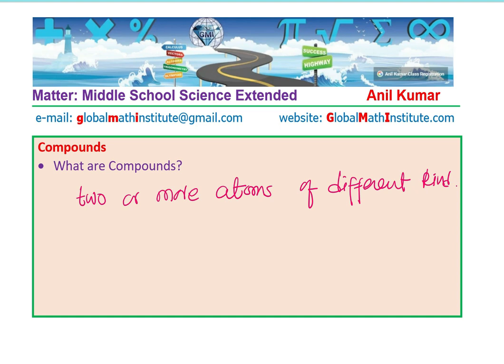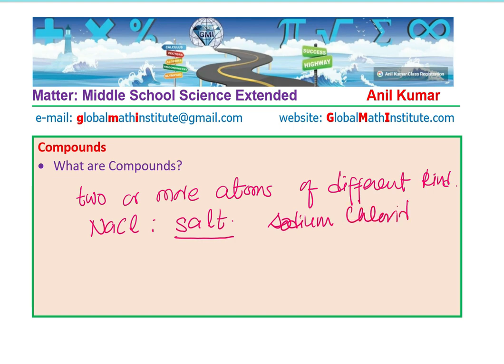So a diatomic compound could be NaCl or salt. So I write this as salt. Now, purposely I'm using the word salt here. The common name I could use is sodium chloride, right? Okay, so when we use the term salt or sodium chloride, we really mean compound.